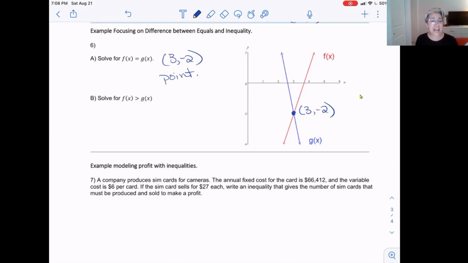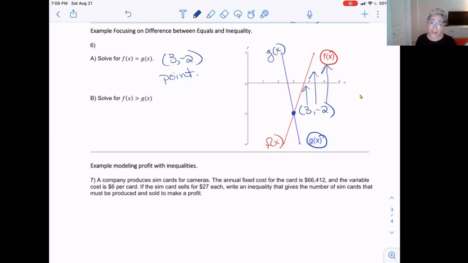Now, for part B, it's asking us to solve for where f of x is larger than g of x. In other words, higher or on top of. So here, to the left of that intersection point, the g of x is higher and the f of x is below. So that's not a true statement to the left of that intersection point. But to the right of the intersection point, the f of x graph is higher than the g of x. So it's above it everywhere to the right of that intersection point.